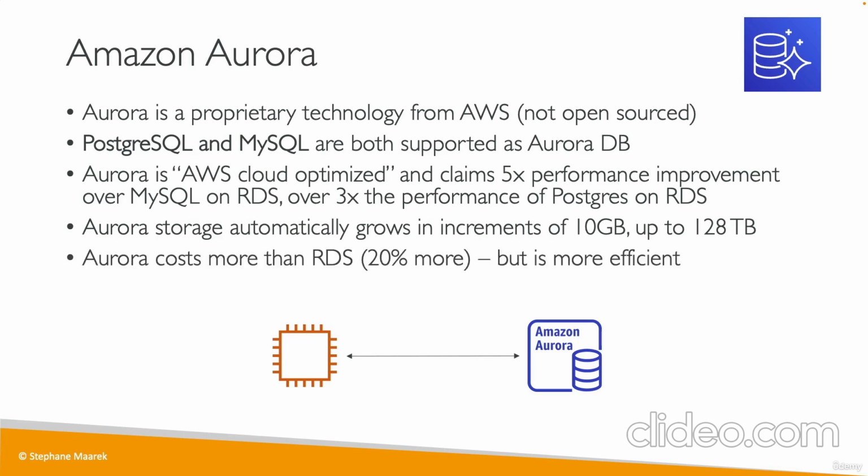Even if Aurora is going to be more expensive than RDS, about 20% more, it's going to be more efficient, and so it should be more cost effective. Finally, Aurora is not something that's included into the free tier of AWS, but RDS is, okay?